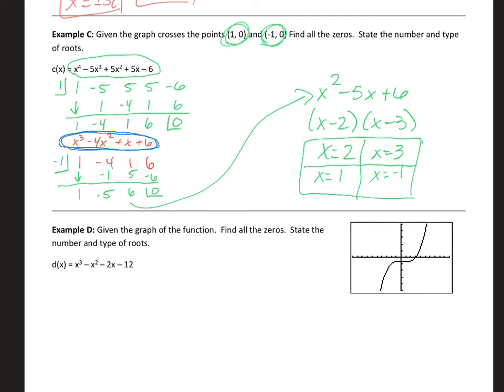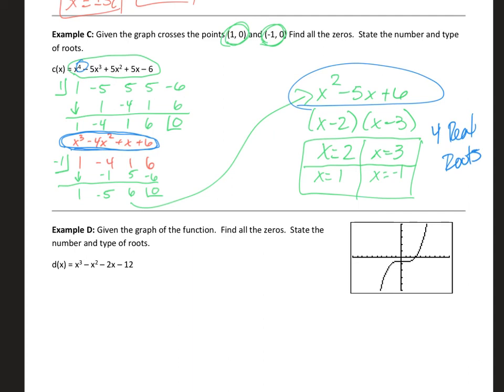When I did that, I was left with 1, -5, and 6 as coefficients. So I rewrote that as a quadratic. And then I'm able to factor a quadratic, and in this case I am, because what multiplies to positive 6 but adds to -5, that's x minus 2 and x minus 3. I set those both equal to 0, so my solutions are x equals 2 and x equals 3, along with x equals 1 and x equals -1. State the number and type of roots. So in this case, there would be 4 real roots. And again, all 4 of these solutions, do they match up with the degree? Yes, they do.